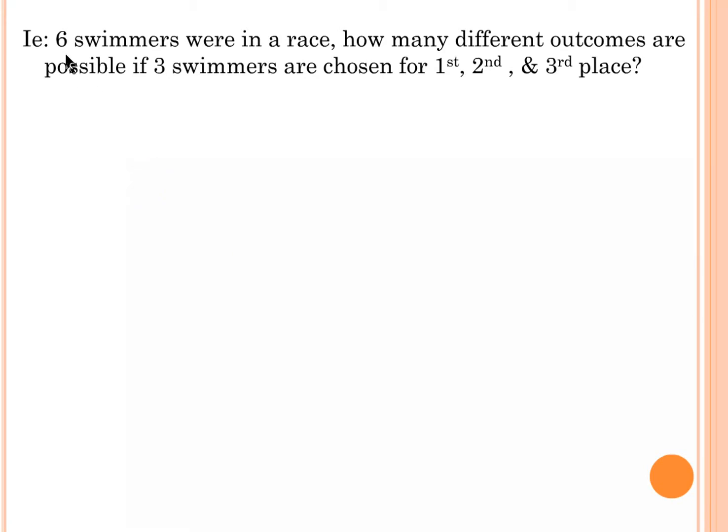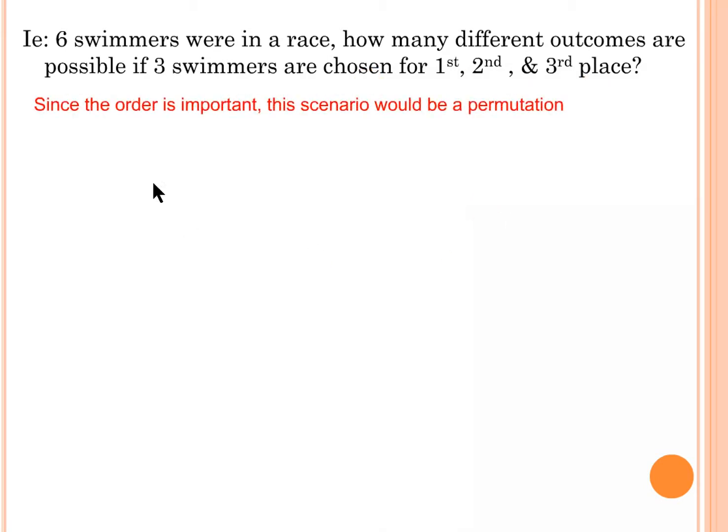For example, if I have six swimmers in a race, how many different outcomes are possible if three swimmers are chosen for first, second, and third place? Since the order is important, because we'll have someone for the gold, silver, and bronze, this scenario would be a permutation because order is important. So I can simply calculate 6 pick 3. I have 6 swimmers, so there's my 6, and since I need to know the outcomes for first, second, and third, my R value will be 3.